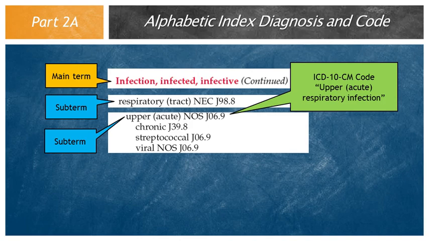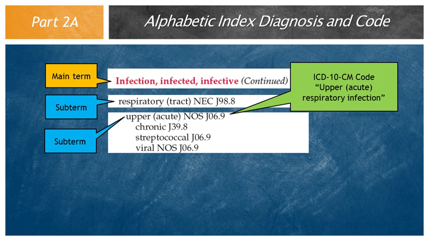You have now completed steps 1 through 4. You identified the main term and subterms from the diagnostic statement, then located them in the alphabetic index, resulting in a diagnosis and an associated diagnosis code. The diagnosis is read from the subterm to the main term, so in this example, it is upper acute respiratory infection. The ICD-10-CM code for this diagnosis is J06.9.